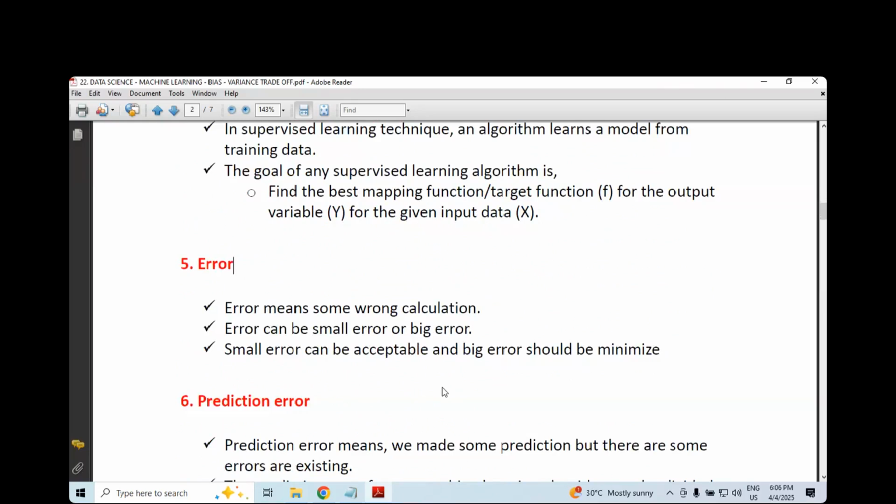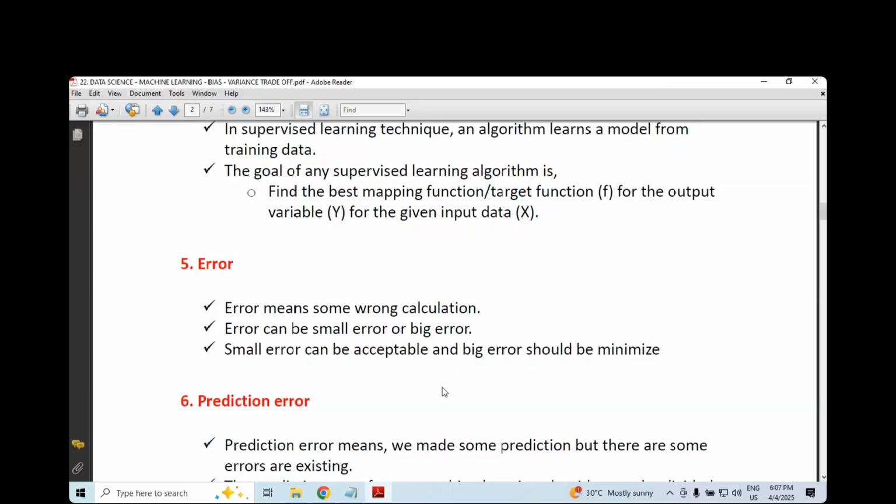Error can be small and it can be large. A small error can be acceptable, and a large error should be minimized. Imagine you created a model. Small error, okay, proceed, that's still okay. We cannot get 100 out of 100, actually. An error of 1%, 2%, 5%, 10%, 20% is okay. If the error is 1,000 or 10,000, we should not accept it.